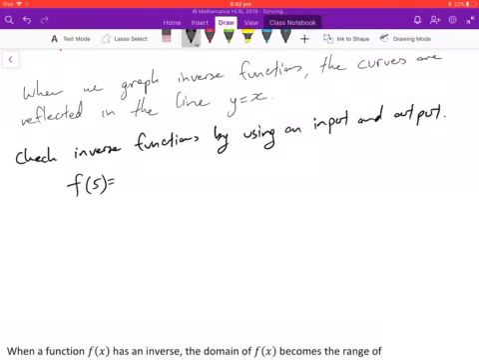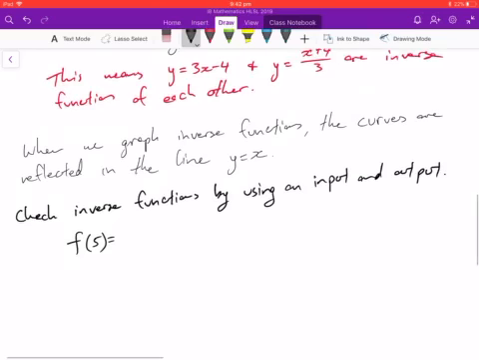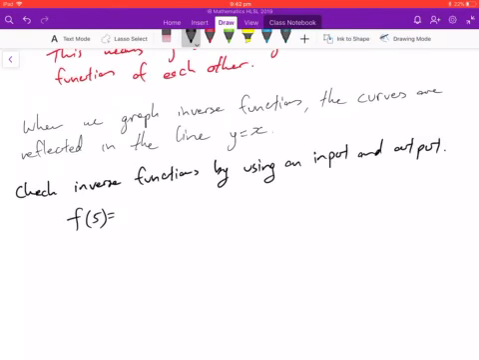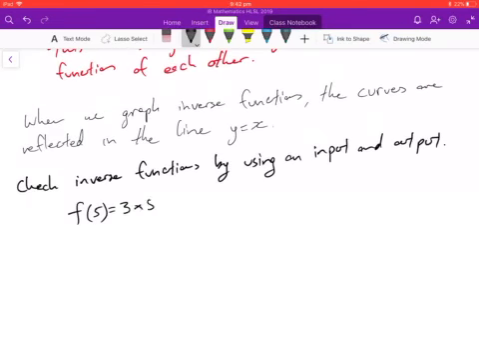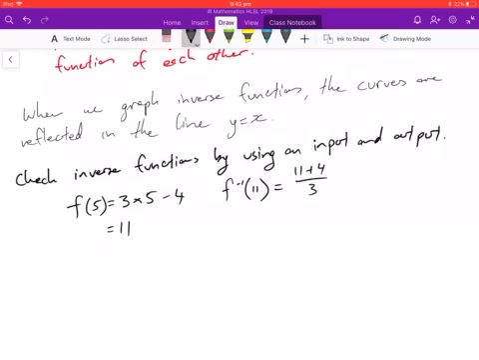Now, another thing that we can do is check if they're inverse functions by using the input and output. So f of 5 is equal to 3 times 5 minus 4, which is equal to 11. Now, f inverse of 11 is equal to, what was it? It was x plus 4 over 3. Not x, sorry. It was 11. 11 plus 4 over 3, which is 15 over 3, which is equal to 5.